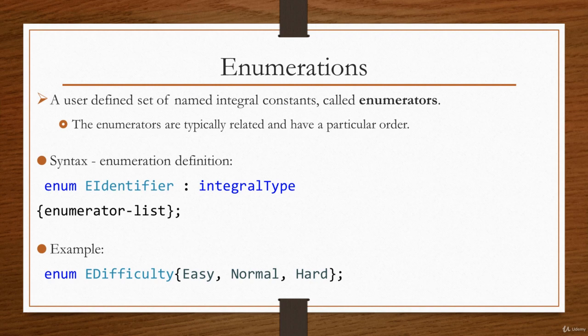You can actually specify the value of the integral constants, and you can also specify the integral type, so whether it's a short or an integer for example. You can do that following the enumeration name or identifier. You do a colon and then the integral type. Notice that the enumerators are a comma separated list that goes in the body of the enumeration. We end the definition of an enumeration with the semicolon, just like with structs and classes.